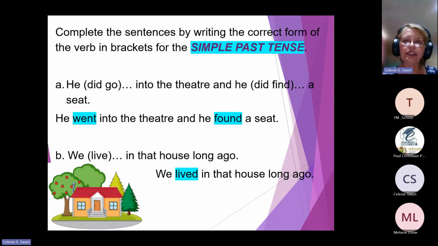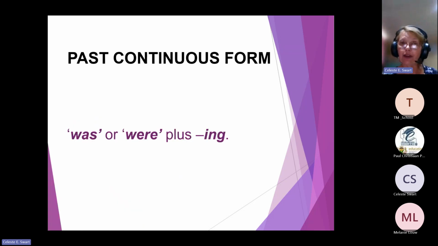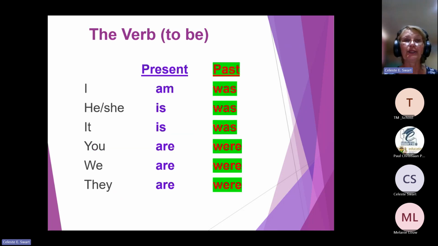And you know what? The continuous tense isn't scary. It's not confusing at all. The continuous tense, if it has ing on the verb, then it is probably continuous. It's also known as progressive. Was and were plus ing are our past continuous forms. So just to give you an idea, we have the verb to be. If it was in present, it would be I am, he is, it is, you are, we are, and they are.